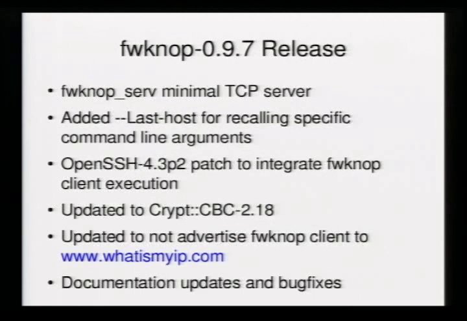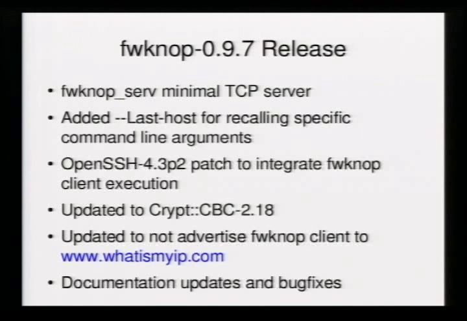So in FWKNOP 0.9.7, the features that I've released are the FWKNOP minimal TCP server that we talked about. You can enable that with the enable TCP server argument in fwknop.conf. This next bullet is kind of interesting. If you use FWKNOP against multiple hosts, but because the FWKNOP command line is a little bit complicated and you don't want to have to always remember exactly which GPG key you're using for which host, you can use this last host argument to specify which command line arguments you would want it to run. It keeps state with respect to those arguments for each host that you run it against.